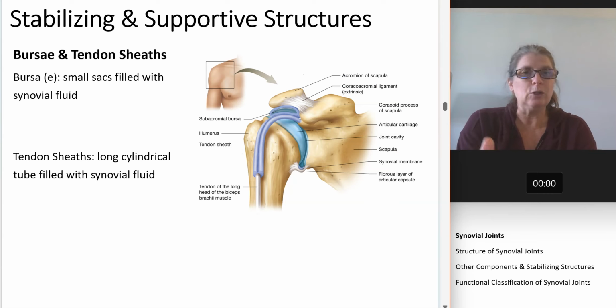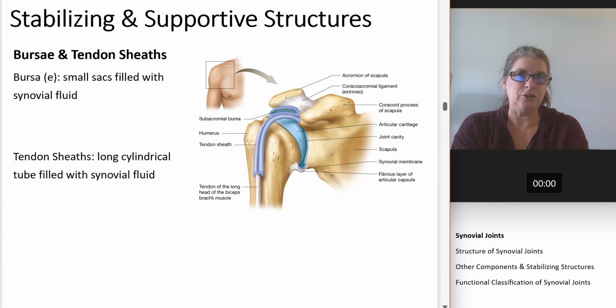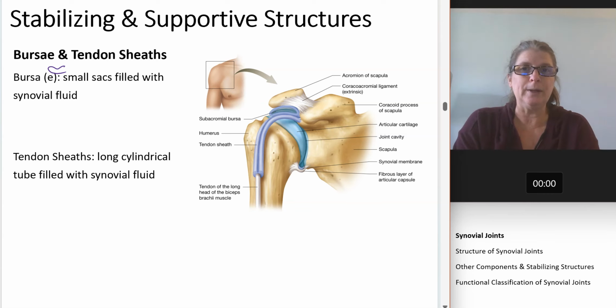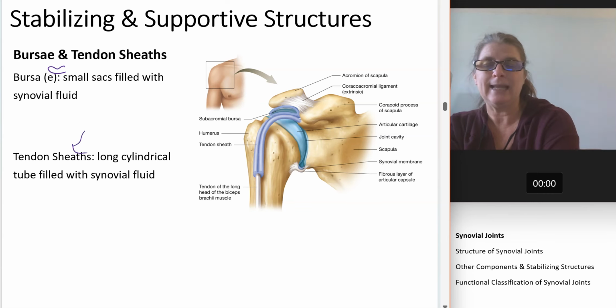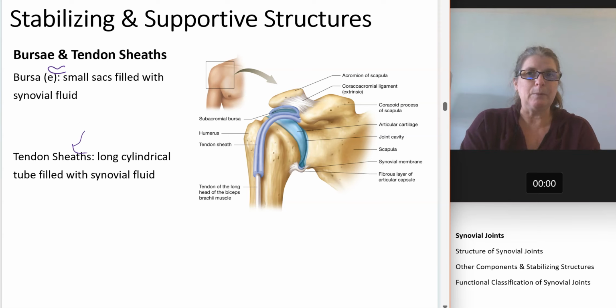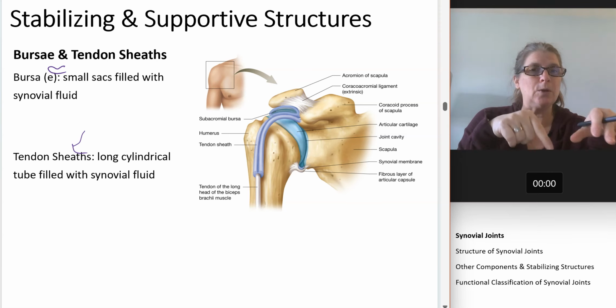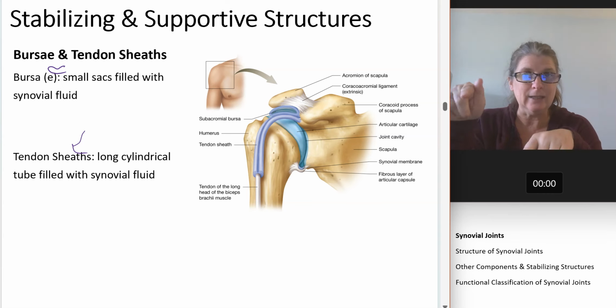Now, we also have these little cushions. We have bursae and tendon sheaths. So a bursa is just a little sac filled with synovial fluid, and a tendon sheath surrounds a tendon. So they're very similar, except the bursa is a little sac or cushion, and they're usually found between bones or between bone and skin. So you'll see these.